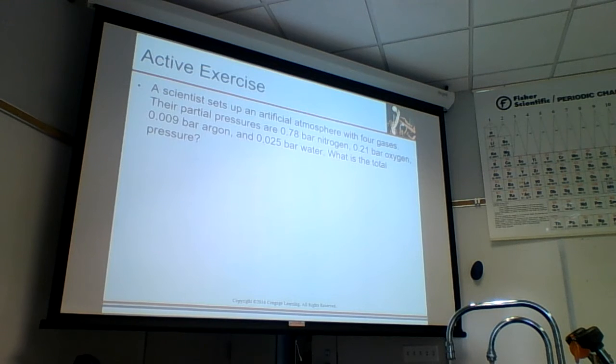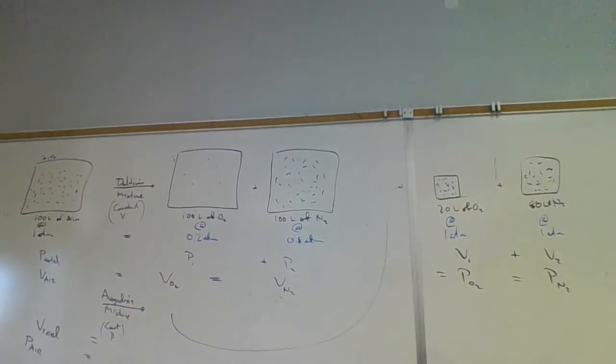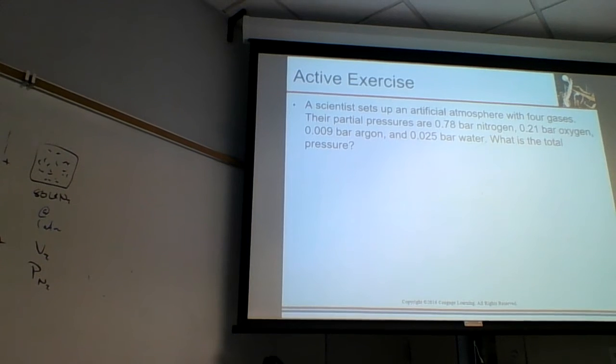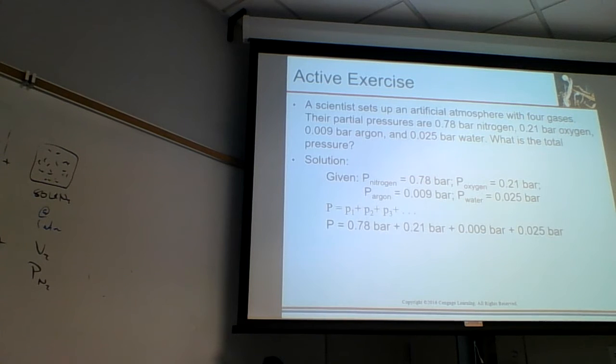A scientist sets up an artificial atmosphere with 4 gases. Their partial pressures are 0.78 bars of nitrogen, 0.21 bars of oxygen, 0.09 bars of argon, and 0.025 bars of water. What is the total pressure? We'll just add them all up, and that's the total pressure. 1.02 bar.